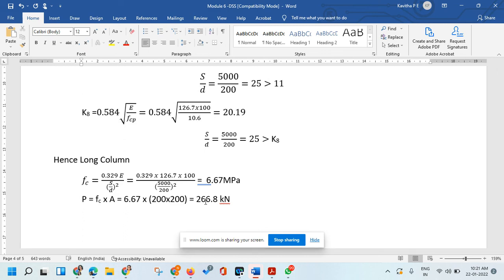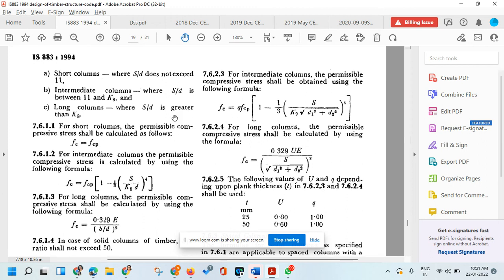The entire procedure is quite simple. You just need to find S by D, that is length ratio, to decide whether the column is short, intermediate, or long. Once it is decided, based on the particular criteria, calculate the FC value, multiply FC with cross section to calculate the axial load carrying capacity.